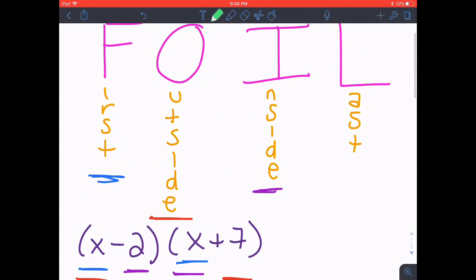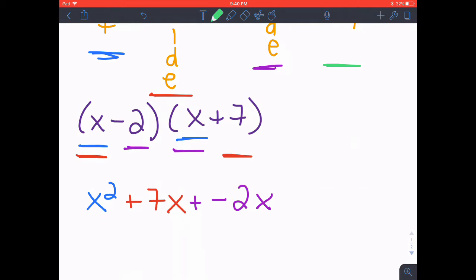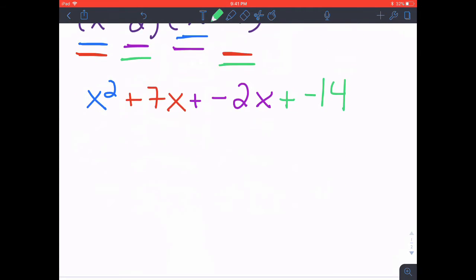So now we have x squared plus 7x plus negative 2x, and now we're going to go with the last one, which is the last, meaning the last term in each set of parentheses, which in this case is negative 2 and 7. So you multiply the negative 2 and the 7, and you get negative 14. And you take the negative 14 and you add it to the other terms. And then, so when you do this, you get x squared.